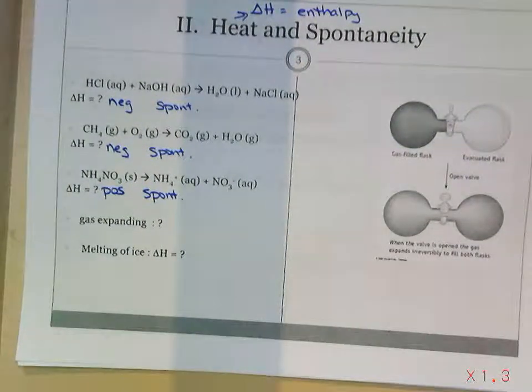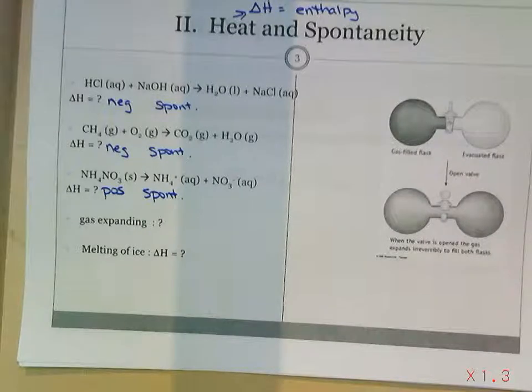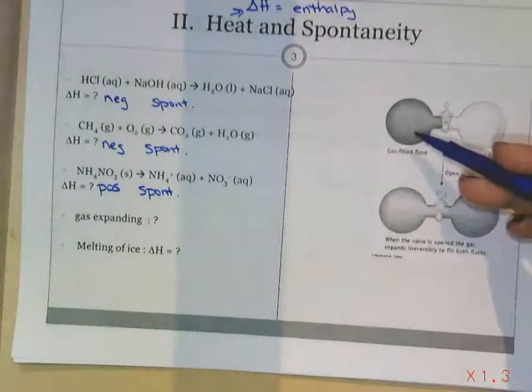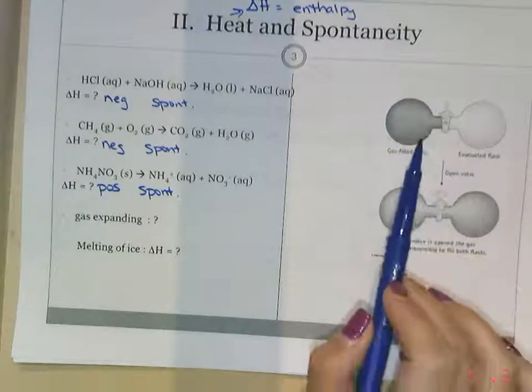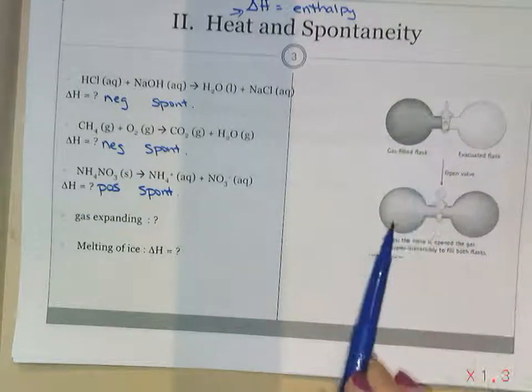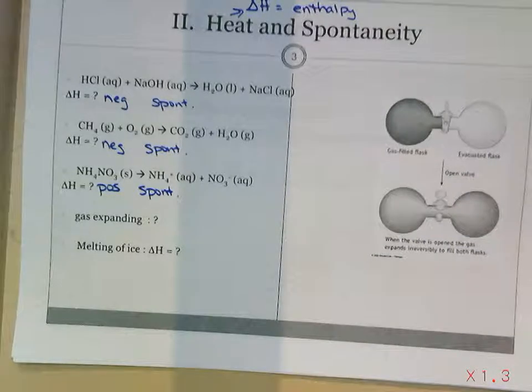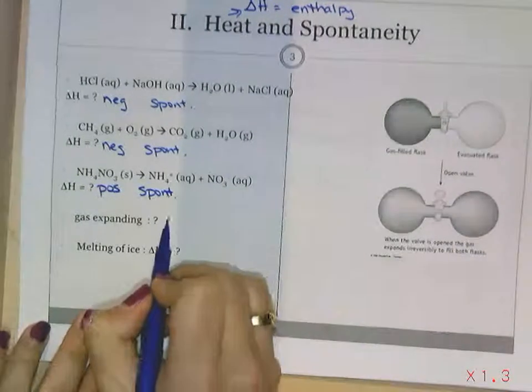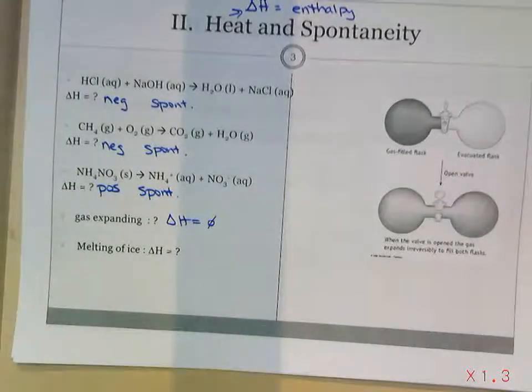Here are my other two trick questions. I have a gas in this crazy setup, right? I have one gas on one side. I open up the stopcock and let it flow whichever way it wants to go. It's going to fill up both sides. Has heat been released or needed to do that? No, right? I just opened it. I didn't heat it. I didn't cool it. Nothing crazy. So what's the delta H of that? The delta H is 0. But was it spontaneous? Yeah.